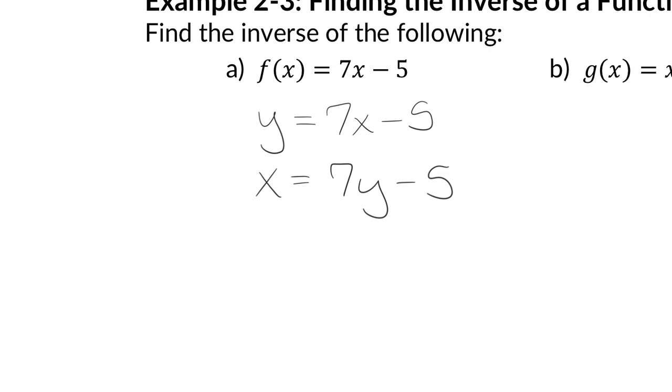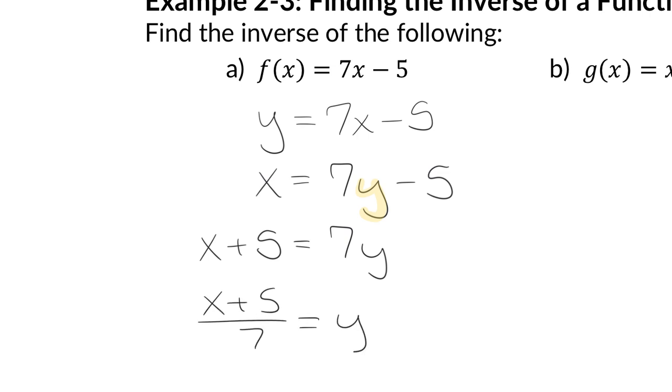My job now is to solve this equation so that this y is by itself. If we're trying to get that y by itself, what would I have to do first on both sides? Add 5. So this is x plus 5 equal to 7y. Y is not by itself yet. So what do I do? Divide by 7. So I'm going to divide both sides by 7 so that y is by itself.